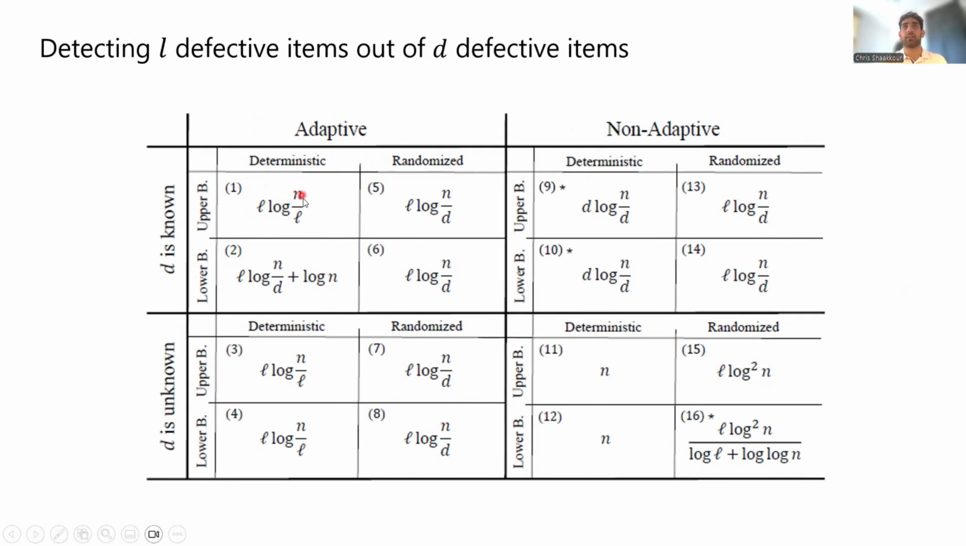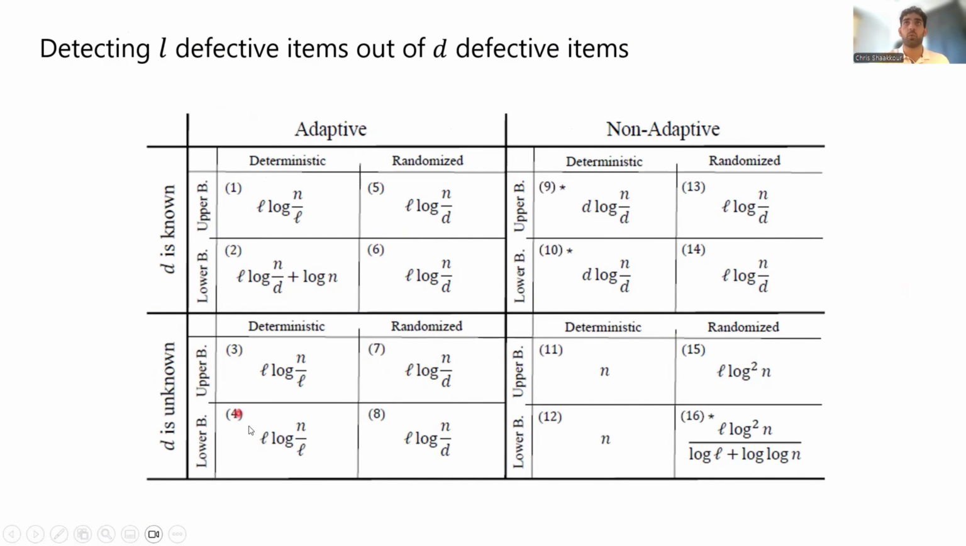So if we look at bound number 1, it's an adaptive algorithm, it's deterministic, and D is known. D, the number of defective items in the group, is known. So the upper bound for an adaptive deterministic, D is known algorithm is L log N divided by D. That's an example. And if we try to read 7, it's an adaptive randomized, D is unknown algorithm. So 7 is the upper bound of an adaptive randomized, D is unknown algorithm.